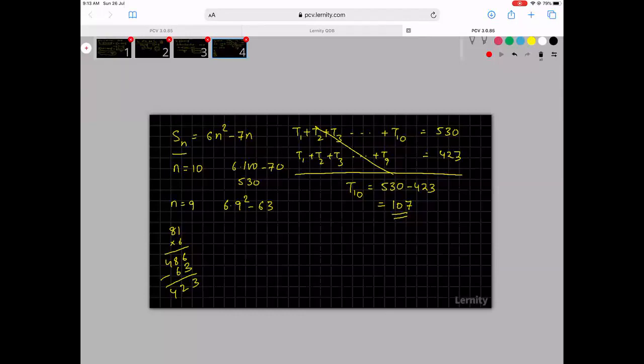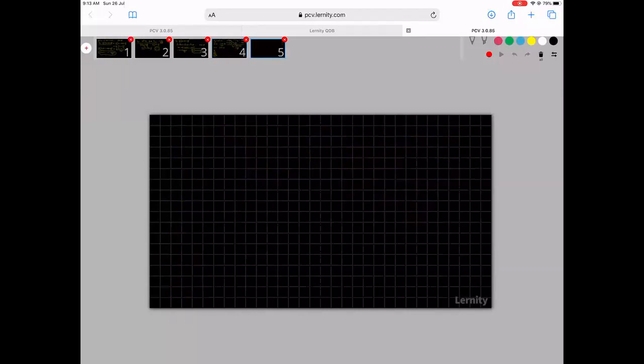So if you are getting this, then there is another method. Sn is equal to 6n squared minus 7n. Now I want to write it in the format n by 2 into 2a plus n minus 1 into d. So the way I go ahead is this: I take n by 2 common first. If I take n by 2 common, it will become 12n minus 14.